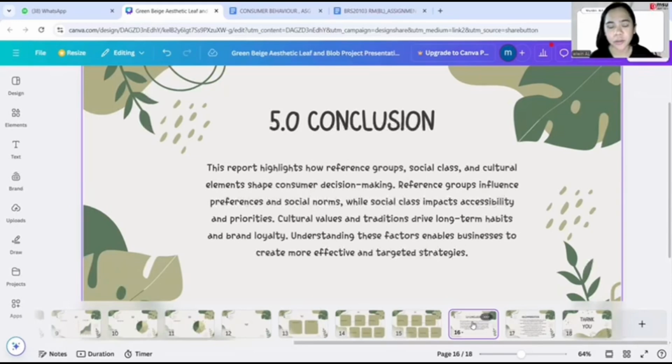And for the conclusion, this report highlights how reference groups, social class, and cultural elements shape consumer decision making. Reference groups influence preferences and social norms, while social class impacts accessibility and priorities. Cultural values and traditions drive long-term habits and brand loyalty. Understanding these factors enables businesses to create more effective and targeted strategies.